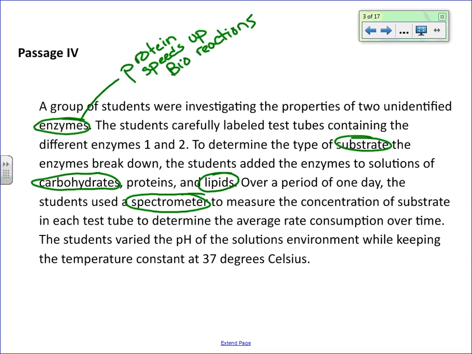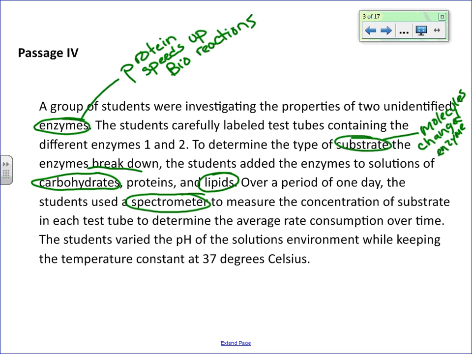To determine the type of substrate the enzymes break down. So in this case, what are the enzymes doing to different molecules? Yeah, breaking them down. And so the substrates are just the molecule changed by the enzyme. The substrate is just a molecule changed by an enzyme. So cheese could be a substrate. The bacteria in your mouth could be a substrate.